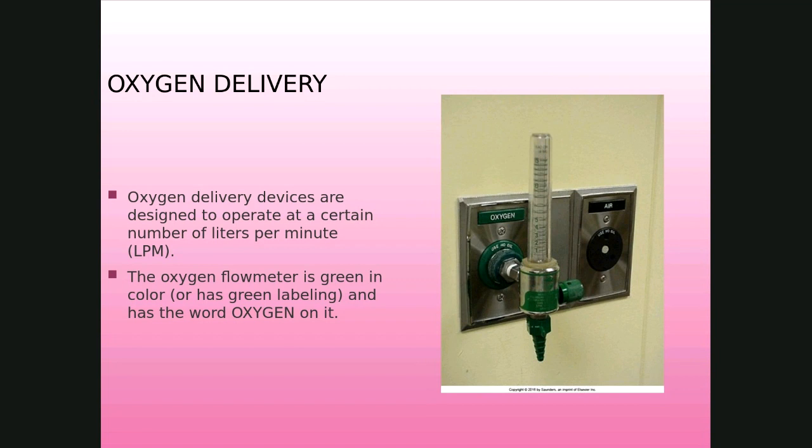This oxygen flow meter right here is green in color, or it has green labeling, and typically has the word oxygen very clearly written on it. This little Christmas tree adapter, the tubing hooks onto that, and then you turn this little flow meter, and you can see this little tiny silver ball in here, and when the oxygen is on, that ball raises to the number of liters per minute that you are allowing to come out of the wall and go into the patient through the tubing.